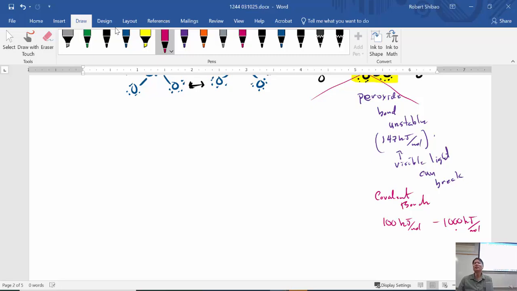So on the low end, you're going to have like peroxide, iodine. Iodine's a very weak bond. Iodine has to be protected from light. On the high end, do you know what has a bond energy of around 1,000? What's the strongest covalent bond you can think of?